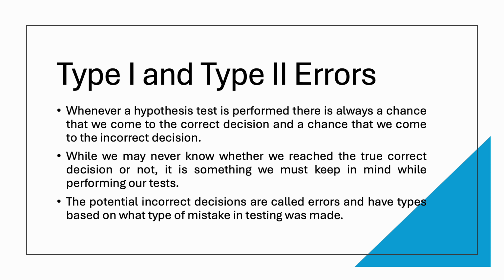So the last thing we're going to talk about are errors, type 1 and type 2 errors. Whenever a hypothesis test is performed, there's always a chance that we come to the correct decision and a chance that we come to the incorrect decision. We may never know whether we've reached the true correct decision or not, but it's something that we have to keep in mind when we're performing our tests. So there's always a chance for false positives and false negatives. The potential incorrect decisions in hypothesis testing are called errors. And we have different types of errors based on the type of mistake we're making, whether it's a false positive or a false negative.